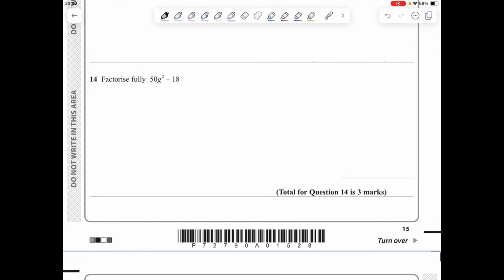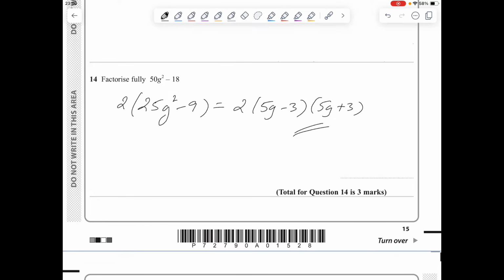For question 14, I'll start by taking 2 as a common factor. This will give me 25g squared minus 9, and then this is the difference of 2 squares, which will give me 5g minus 3 and 5g plus 3, and that's the final answer.